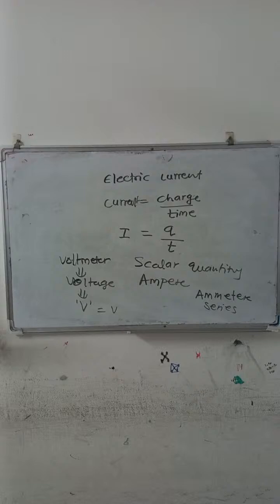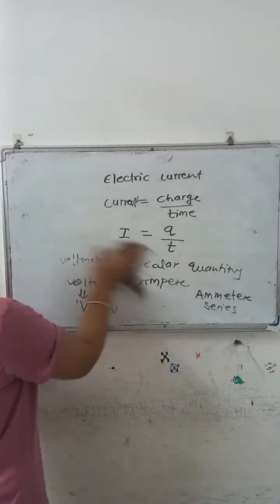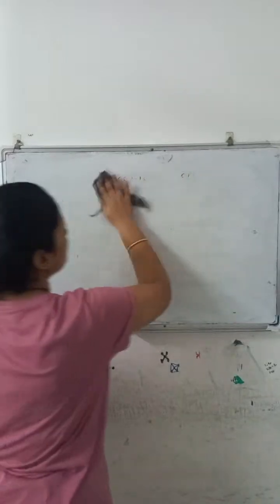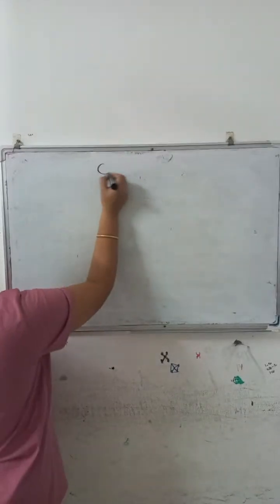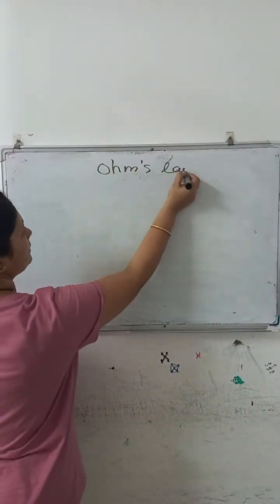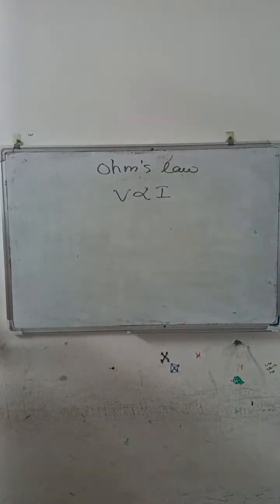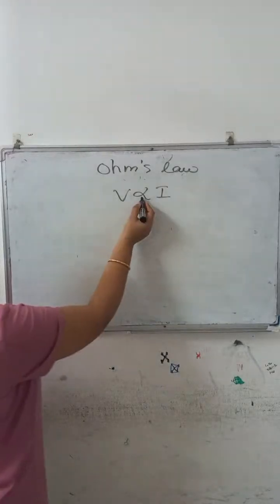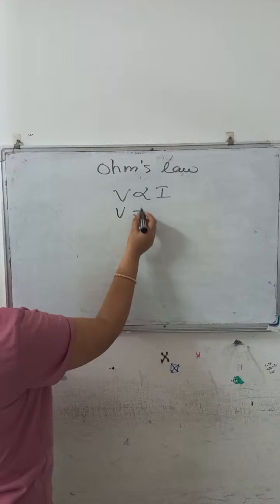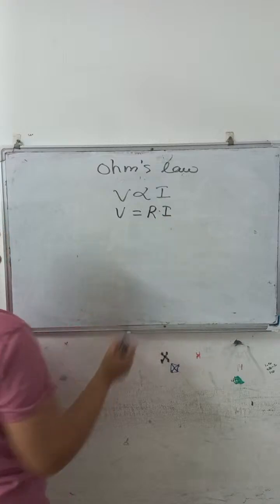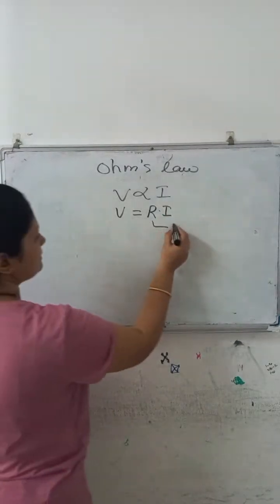Ohm's law. Ohm's law says that V is directly proportional to the current. As voltage increases, current also increases in that circuit. So according to Ohm's law, V is directly proportional to I. We can remove the proportionality sign and write V is equal to a constant R into I. Here R is the resistance.